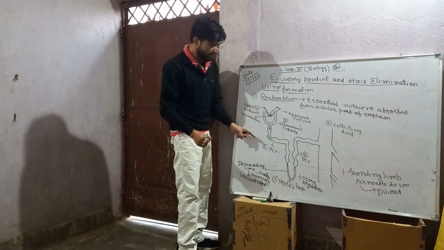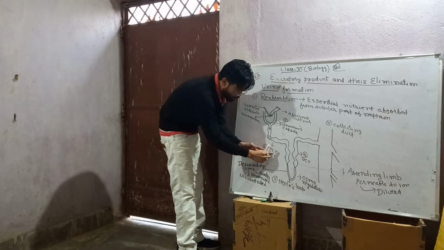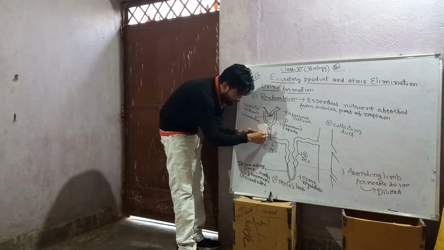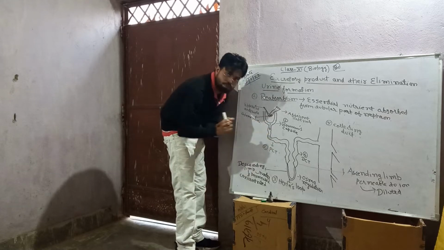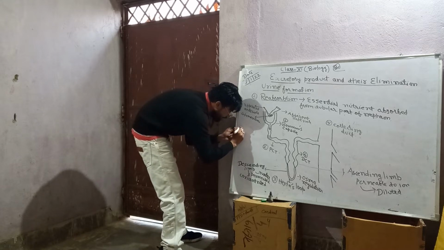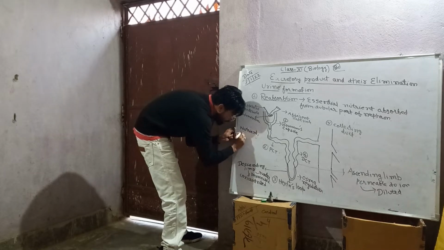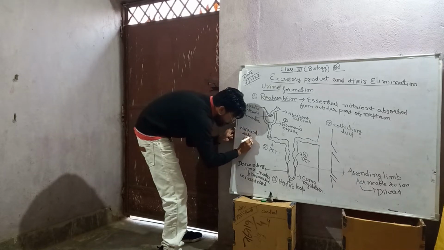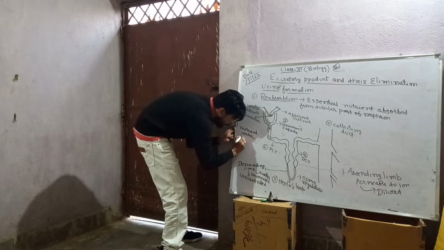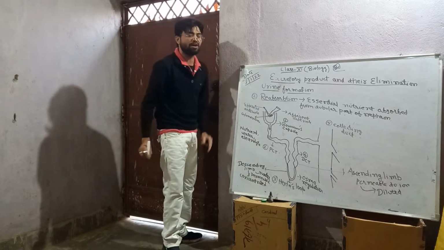My dear students, here you can see the tubular part. The first one is the PCT. Now the filtrate is flowing and coming to this PCT. In the PCT, nutrients, and then water, and then electrolytes are absorbed. That is the first thing.